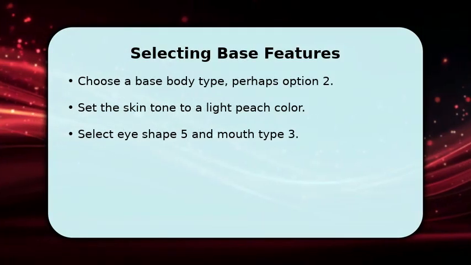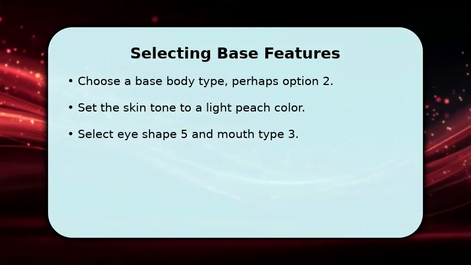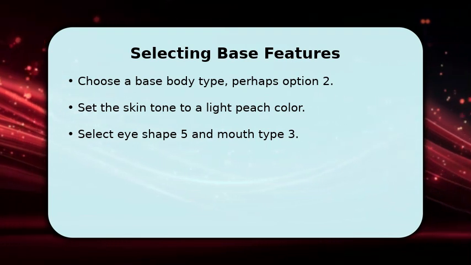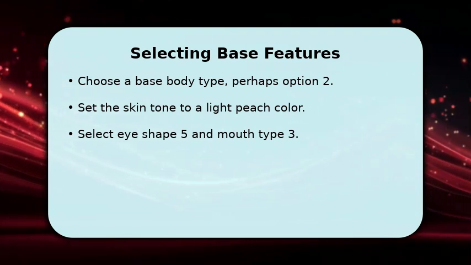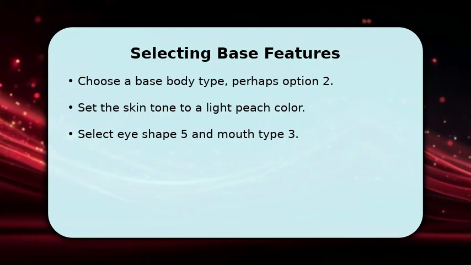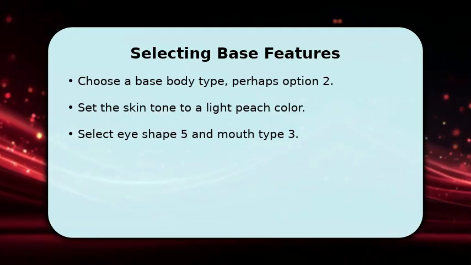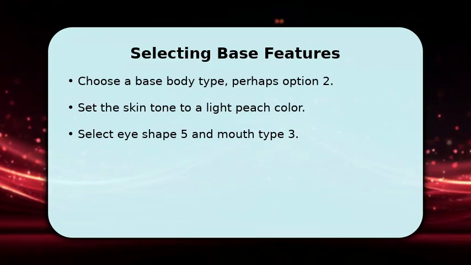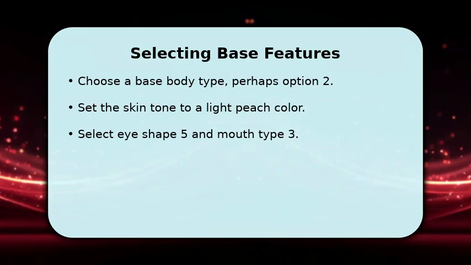To begin, select a base body that offers a gentle silhouette, like body type 2. Then, give your character a warm, light peach skin tone. For her expression, choose eye shape 5 and mouth type 3 to capture her sweet demeanor. Finally, adjust her overall height to 1.5 units for a balanced appearance.